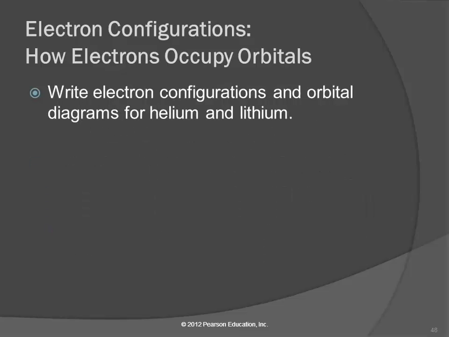So let's write electron configurations and orbital diagrams for helium and lithium. We'll do helium first. In order to do an electron configuration or diagram, we need to know how many electrons the atom has. So we look at the periodic table and we see that helium is element number 2. That means it has 2 electrons. I personally think when you're starting out that the orbital diagrams are a little easier to understand, so let's do that one.